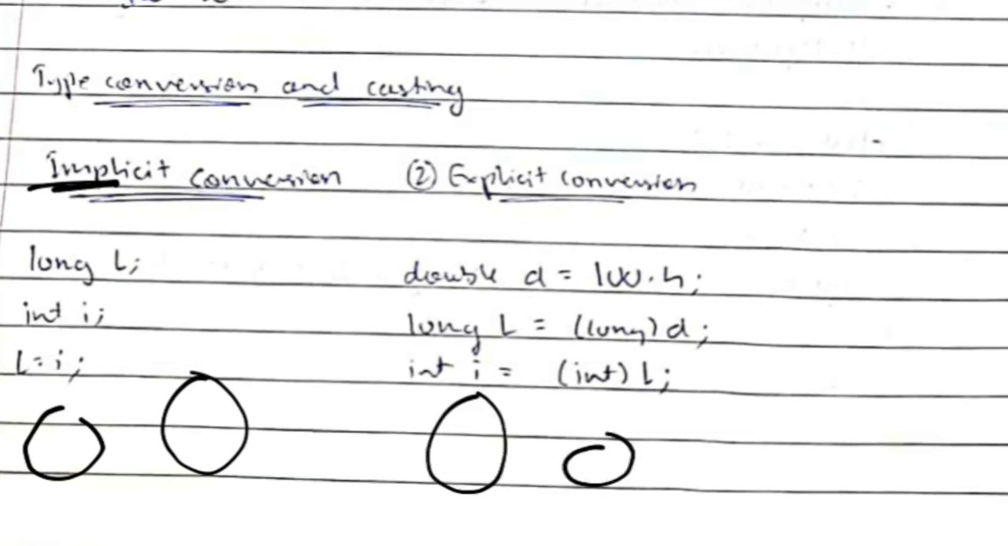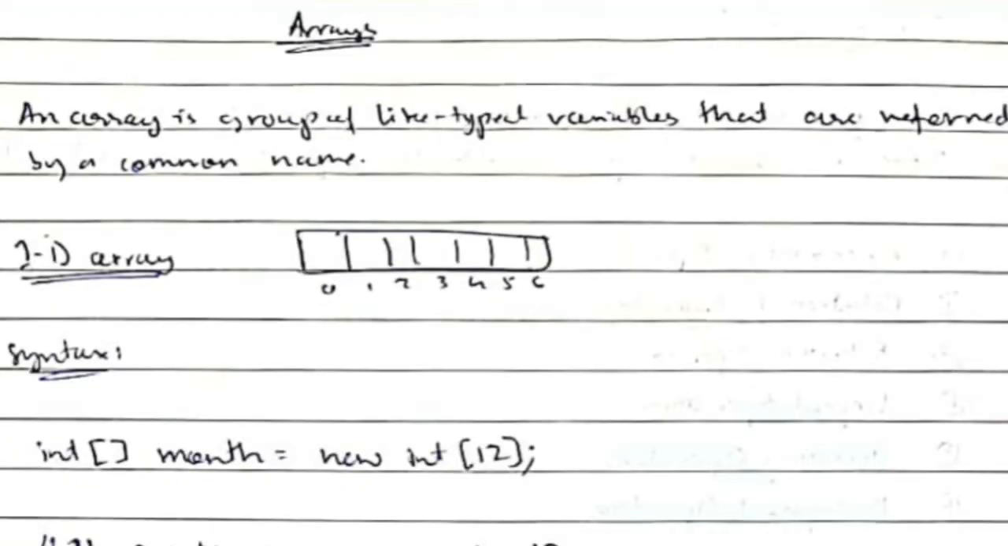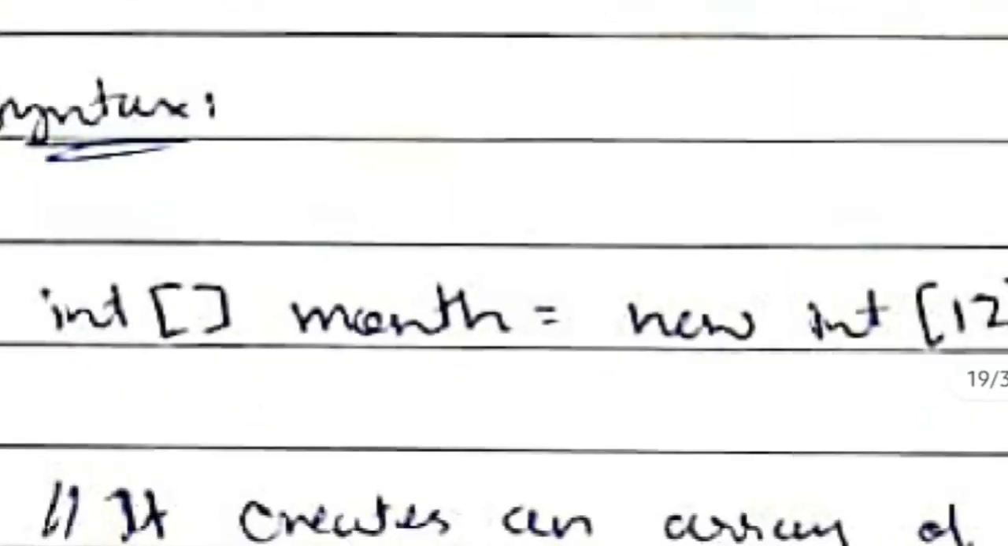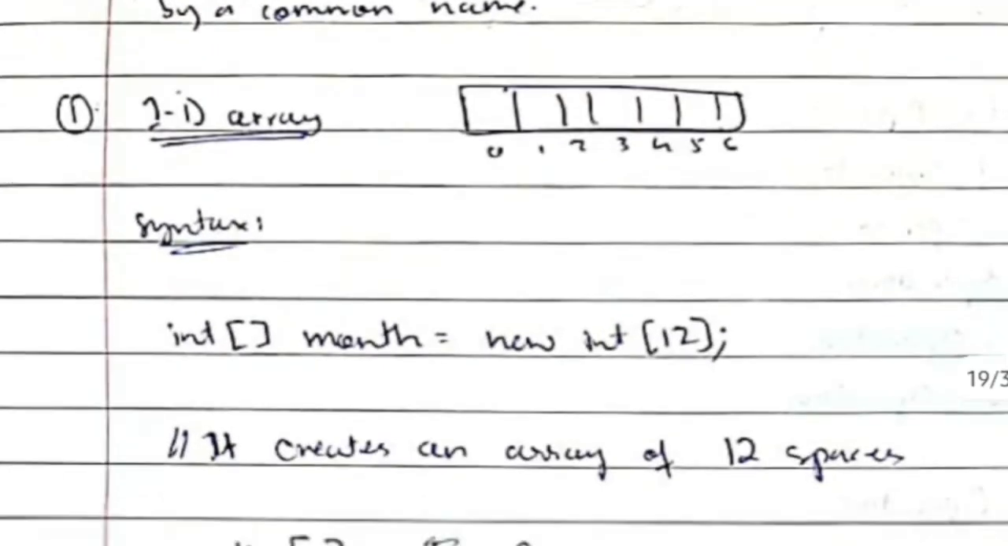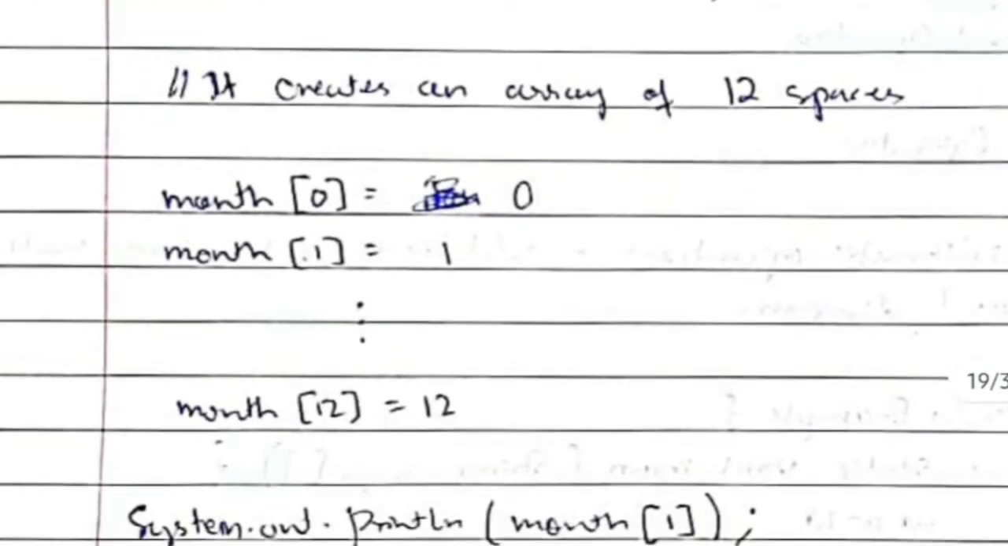Okay, coming to arrays, it's the same thing as we have studied in C++, but only the syntax will differ. Okay, for a 1D array you have to use this syntax. For 2D also it is the same, just a slight difference. In this you have to mention the type of the variable, opening and closing square braces to indicate to the program that it's an array, and the name of the array, then use the keyword new, and then the size of the array. Okay, this will create an array of 12 spaces wherein you can store values like month[0] as whatever value you want to store.